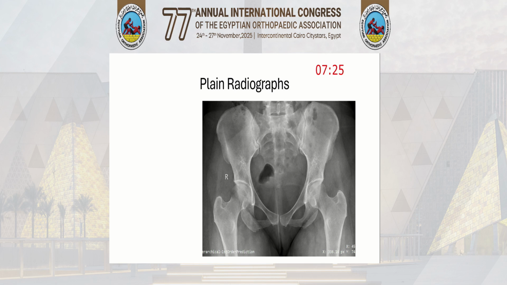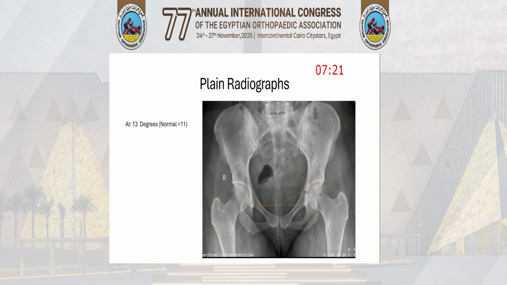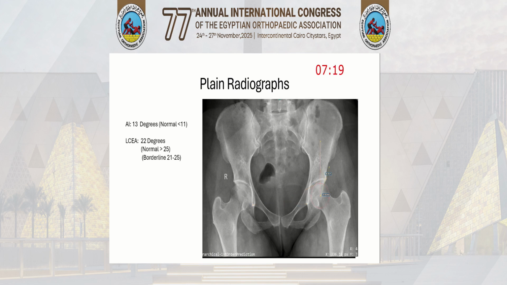So if you look at this X-ray, it might strike you as a normal X-ray, but when you sit down and do the measurements, acetabular index is 13, and lateral central edge angle is 22. So this is a case of borderline dysplasia that could have been missed.